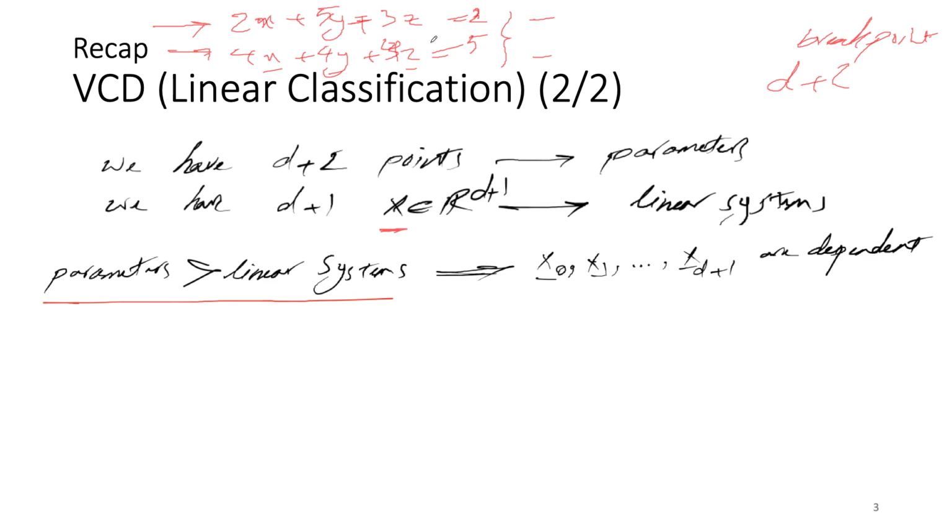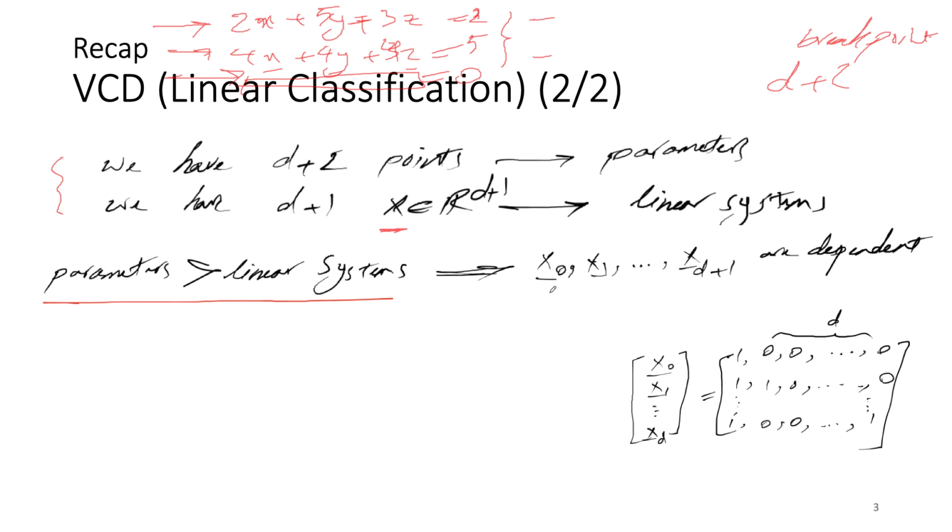That's right, we cannot solve it because at least one of the parameters, either x, y, or z, can be written as dependent on the other two. That's why we can't solve this. If we had another one, a third line, another linear system, we would be able to solve it because it would be 3 by 3. Just like this case here. We have d plus 2 points as parameters, so our parameters are 1 more than the linear systems. That's why at least one of them is dependent. So that's why d plus 2 is the breakpoint.